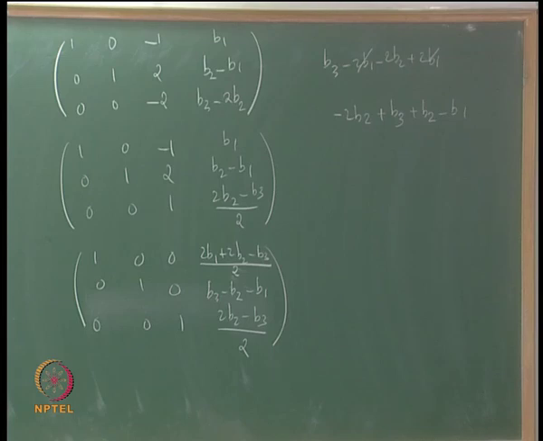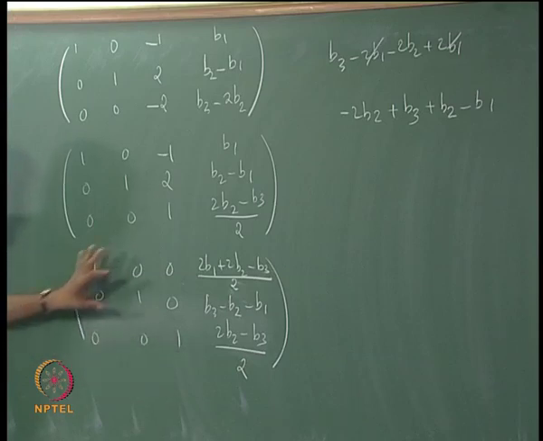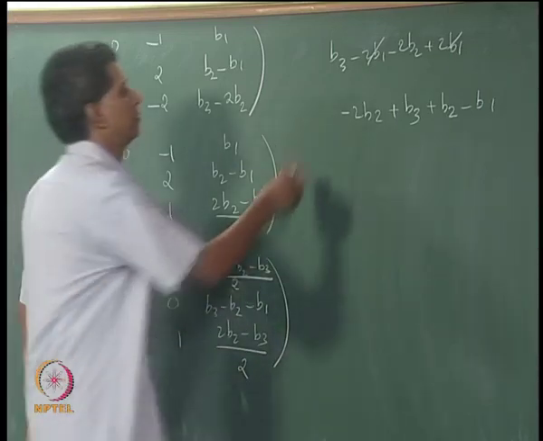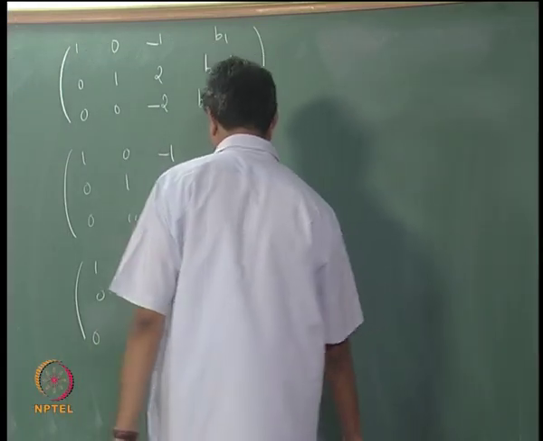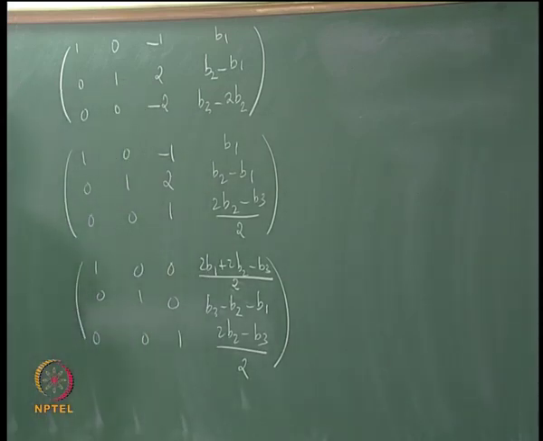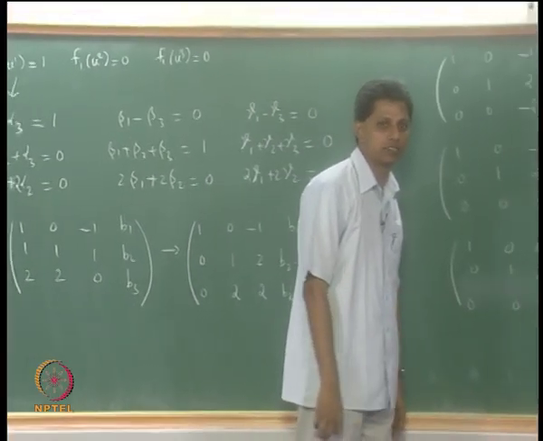So let us now, it is clear this is the row reduced echelon. This is the identity, so the system has a unique solution as we expected. Let us now determine the solutions, alpha 1, alpha 2, alpha 3, beta 1, beta 2, beta 3, gamma 1, gamma 2, gamma 3. Okay. For determining alpha 1, alpha 2, alpha 3, the right hand side is the vector 1, 0, 0, b1 is 1, b2 is 0, b3 is 0.